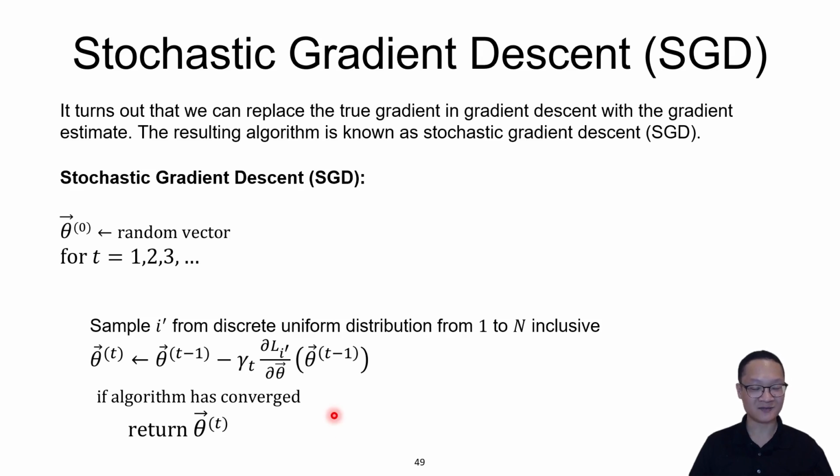So using that idea, we have the first stochastic optimization algorithm, called stochastic gradient descent, often known as SGD. It looks very much like gradient descent, except that in our update, we don't do the update like gradient descent. In gradient descent, it used to be theta t minus 1 minus gamma t times the gradient, the full gradient.